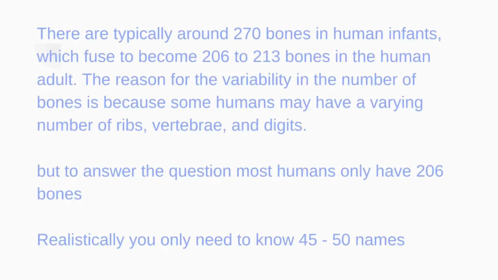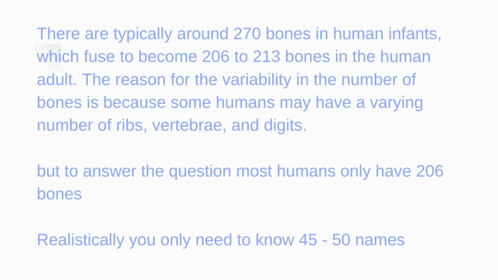There are typically around 270 bones in human infants, which fuse to become 206 to 213 in human adults. The reason for that variability in the number of bones is that humans may have varying numbers of ribs, vertebrae, and digits. Also, there may be a varying number of coccyx bones, which I have not added there. But if you're going to put something down in your anatomy exam, make sure to put down 206.